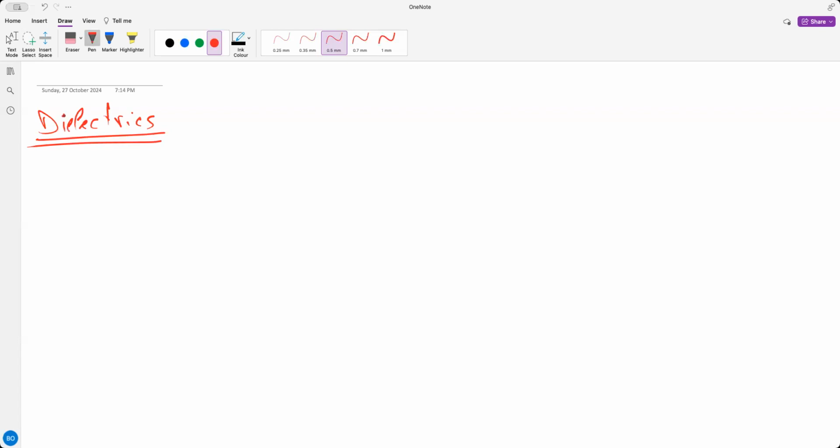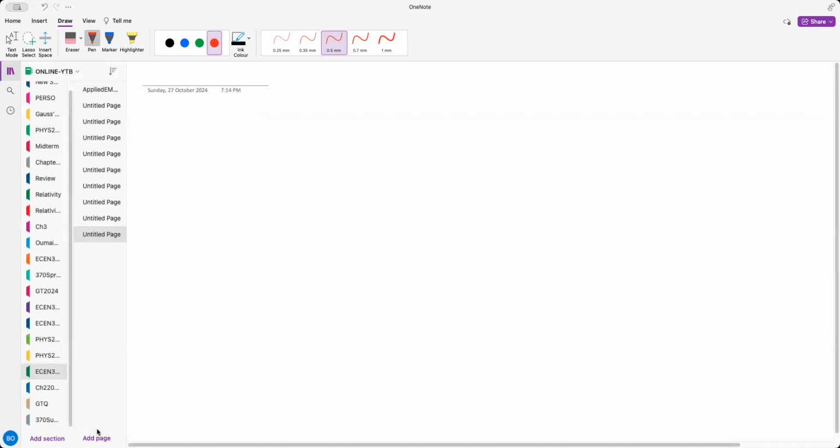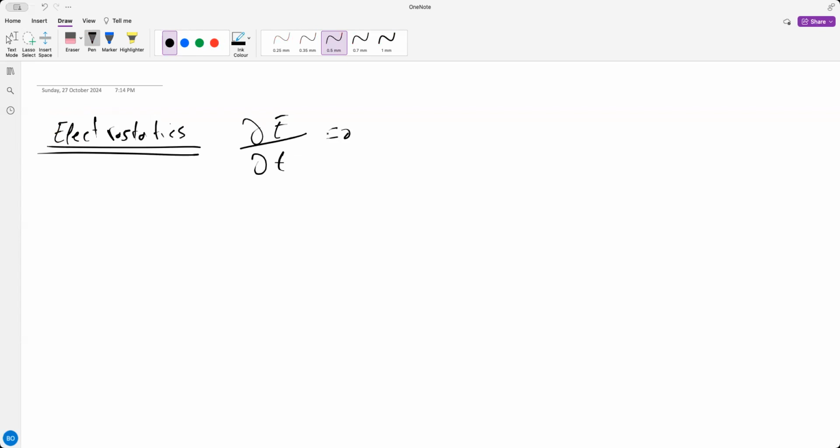In fact, what are we trying to do here? Let me open another page just to remind you what we are trying to do. This chapter is about electrostatics. Electrostatics is when the change of the electric field as a function of time is zero. So the electric field does not change as a function of time. It can change as a function of the distance, the position, but not as a function of time.